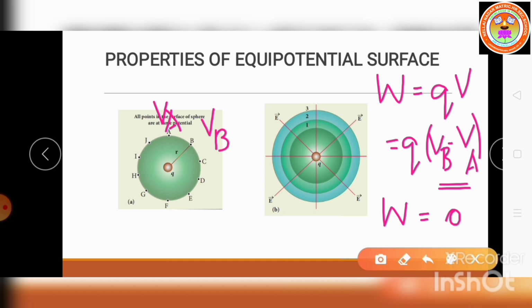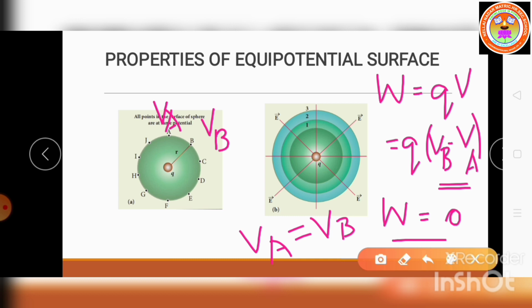The work done W is equal to Q times (VB minus VA). If the points A and B have the same equipotential, or another way to say it, if the points A and B lie on the same equipotential surface, then the work done is equal to 0, because here the value of VA is equal to VB.